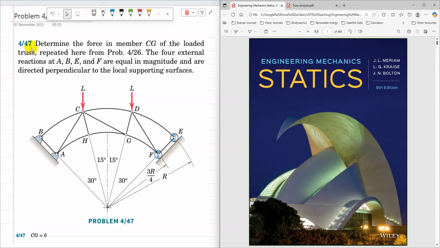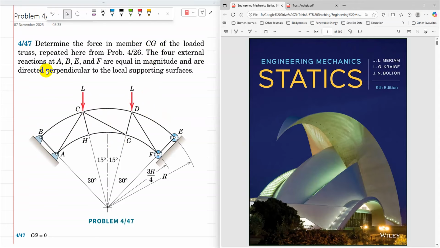This video tutorial is the solution to problem 47 of chapter 4 from Engineering Mechanics Statics, 9th edition, by J.L. Meriam, L.J. Craig, and J.N. Bolton. The statement of the problem is: determine the force in member CG of the loaded truss.